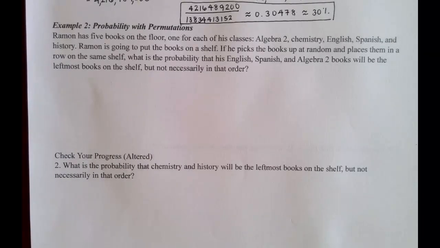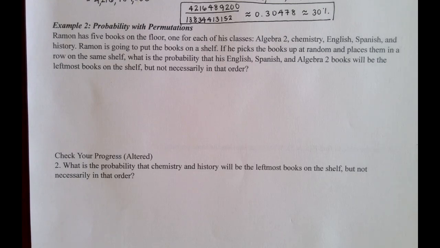So Ramon has 5 books on the floor, 1 for each of his classes. He has Algebra 2, Chemistry, English, Spanish, and History. Ramon is going to put the books on a shelf, and if he picks the books up at random and just places them in a row on the same shelf, what is the probability that his English, Spanish, and Algebra 2 books will be the leftmost books on the shelf, but not necessarily in that order?